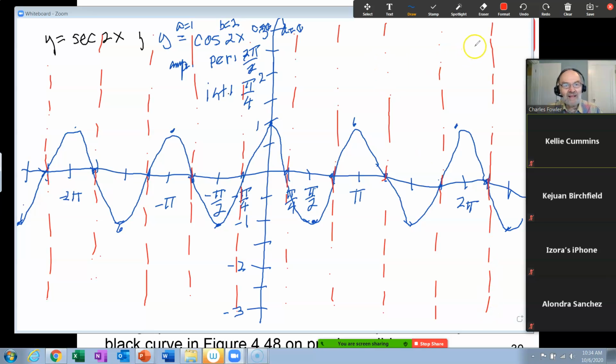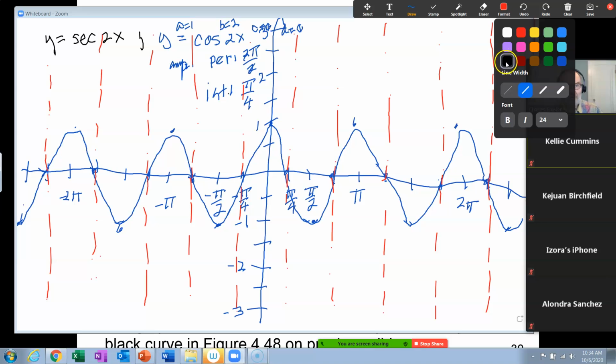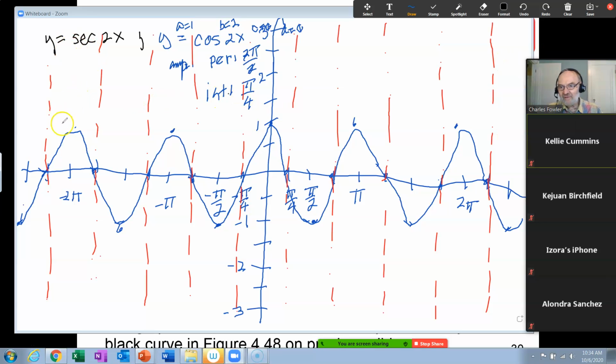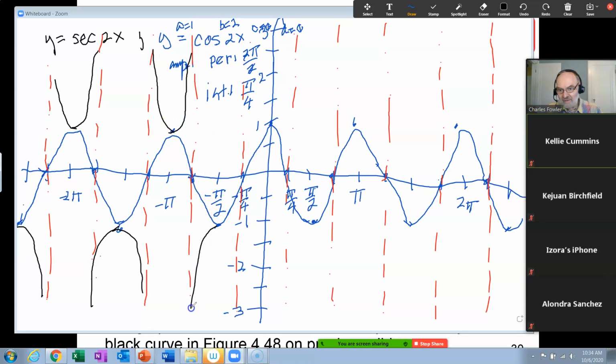Now let's go back to black to draw in my secant function. They start at the max here. Now it goes up. This one would be going down. This one going down. Not crossing the vertical asymptotes, getting closer and closer to them, but never touching them. That's all you do, from the peaks or the valleys, go in the opposite direction, approaching the vertical asymptotes either way you go.